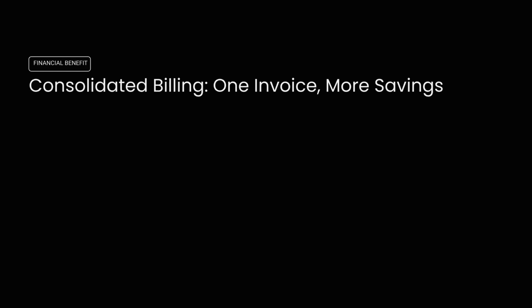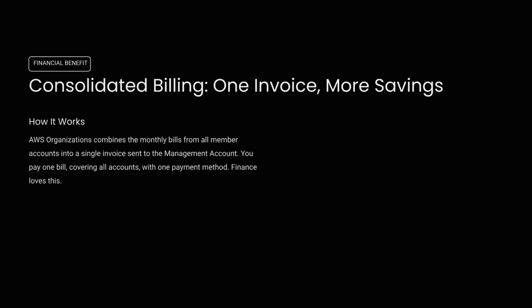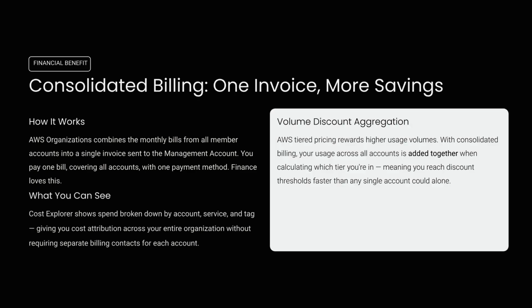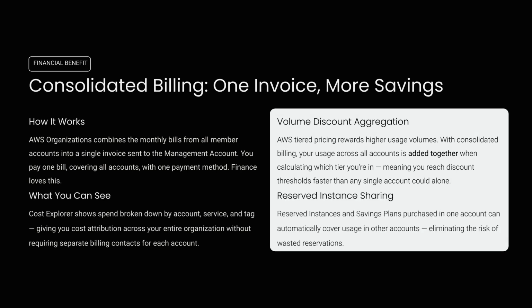Consolidated billing is a significant financial benefit. AWS Organizations combines all monthly bills into a single invoice for the management account. This facilitates volume discount aggregation, where all usage counts together toward lower pricing tiers. Additionally, it enables reserved instance and savings plan sharing across all accounts, preventing wasted reservations.